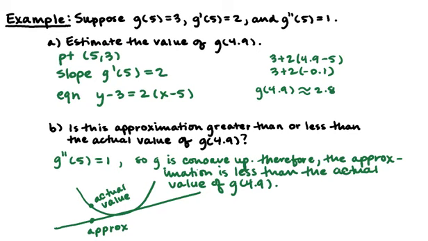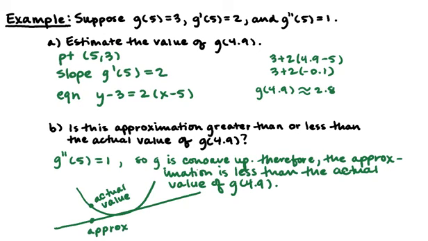All right, there you go. So I started by writing the point and the slope and writing the equation, and then I plugged in 4.9. And eventually with the arithmetic, I found that g of 4.9 was approximately equal to 2.8. And since the second derivative was positive, I went ahead and drew a picture. I probably wouldn't label the approximation versus the actual value if I was doing this myself, but I would still draw that little figure just to make sure. Remember, the approximation is a linear approximation. It sits on the line. The actual value is the one that sits on the curve.